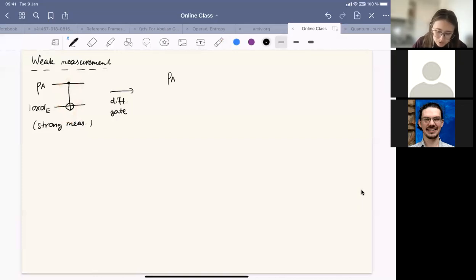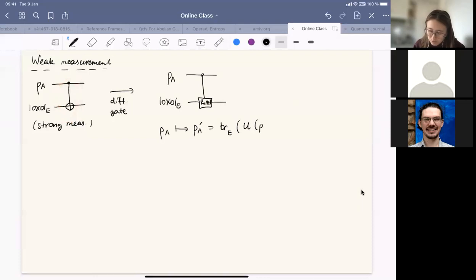So we can depict it as, again, we have two systems, A and E, and then we carry out a controlled gate, which is Rx of theta. So this corresponds to mapping rho A to the state rho A prime, which would be tracing out the system E, of the unitary U, which is basically this controlled gate, applied to systems A and E in the state rho A tensor product 0, 0 on E, U dagger, where the unitary U is this rotation gate.